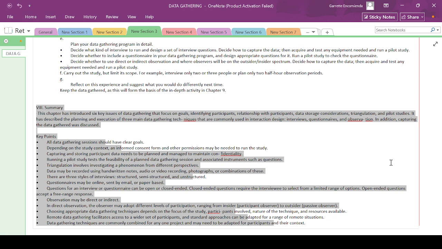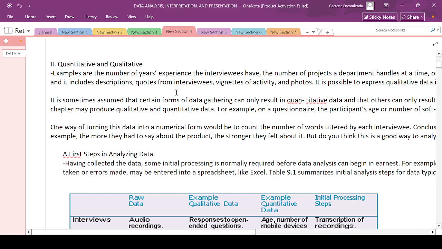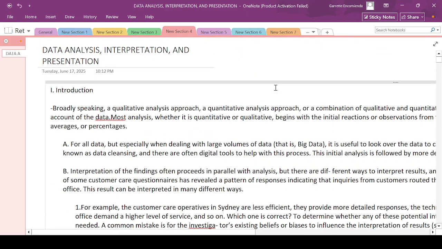Choosing appropriate data gathering techniques depends on the focus of the study, participants involved, nature of the technique, and resources available. Remote data gathering facilitates access to a wider set of participants, and standard approaches can be adopted for a range of remote situations. Data gathering techniques are commonly combined for any one project and may need to be adapted for participants and their contexts. Next, data analysis, interpretation, and presentation.